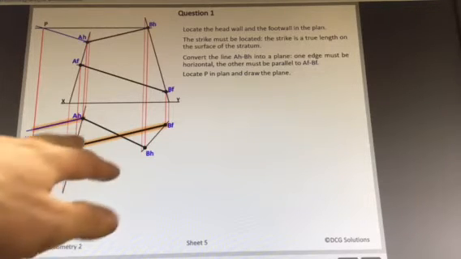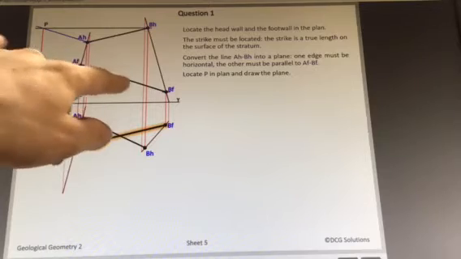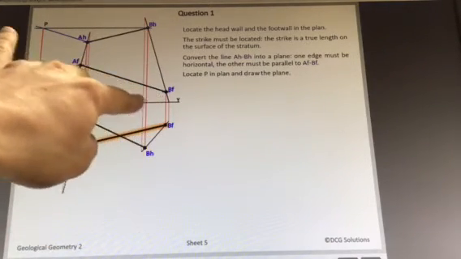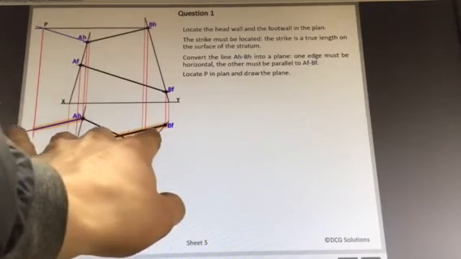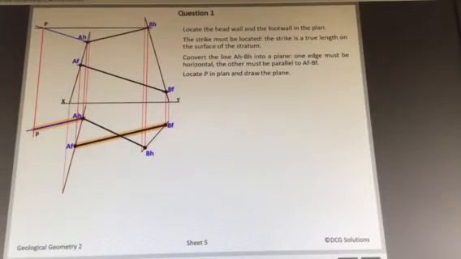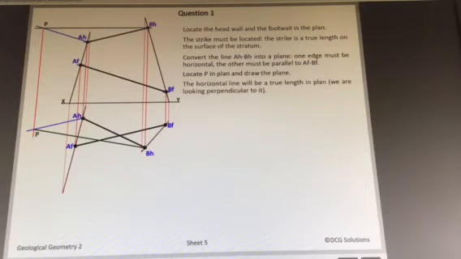What they've done in plan here is, because we know this is a horizontal line, we go parallel to that down here. So it gives you point P, and you're joining BH to point P. The horizontal line will be a through length in plan. We're looking perpendicular to it, and that gives you the strike.